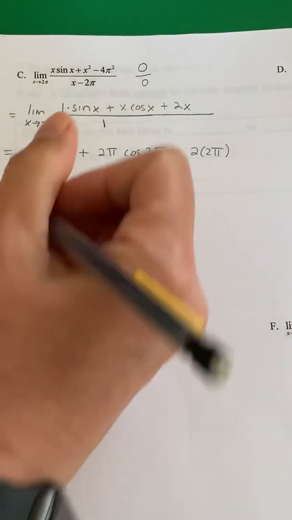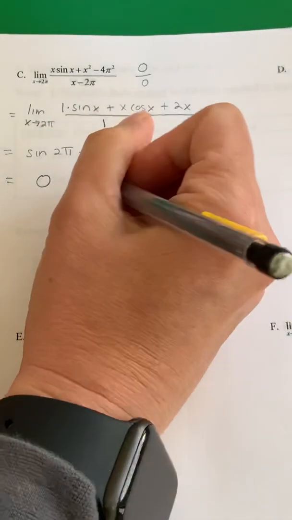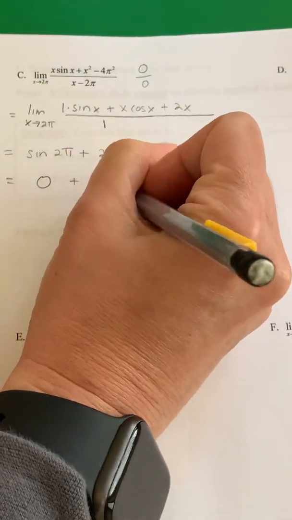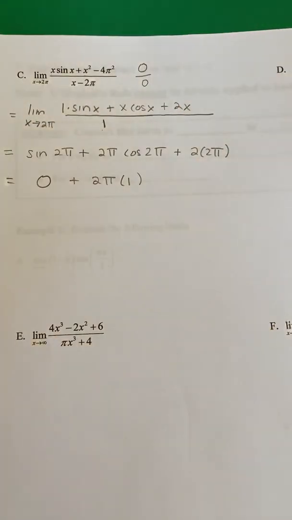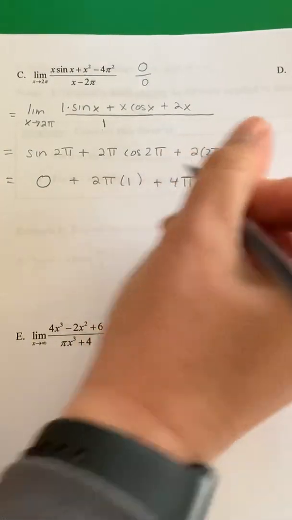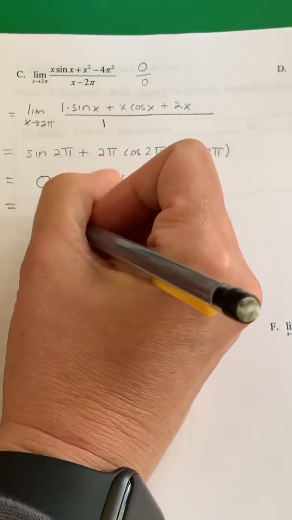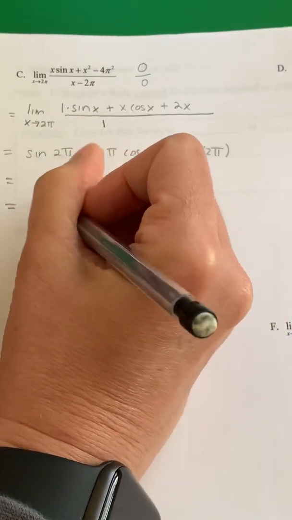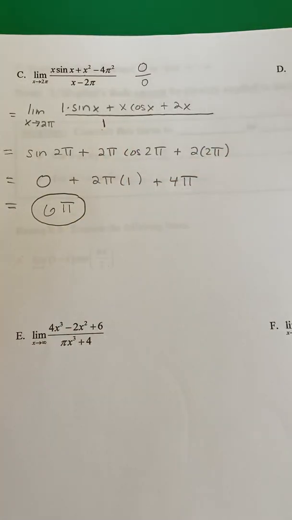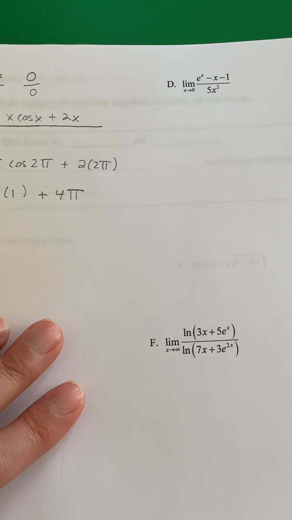The sine of 2 pi is 0. The cosine of 2 pi is 1, so you're going to have 2 pi times 1 there, and then the end is 4 pi. So when you go through and add terms, you're going to get an overall limit of 6 pi, which completes part C. All right, let's move over to part D here.